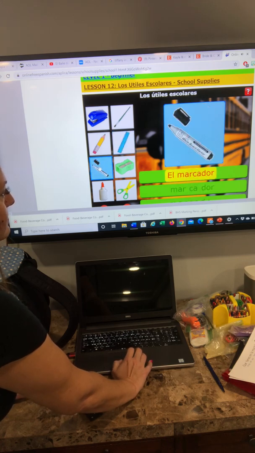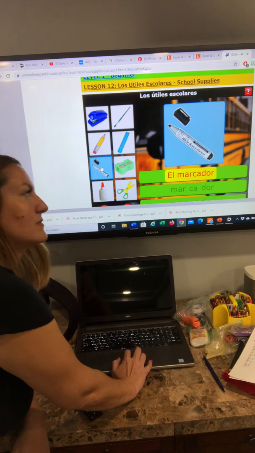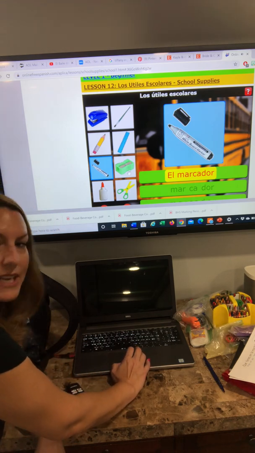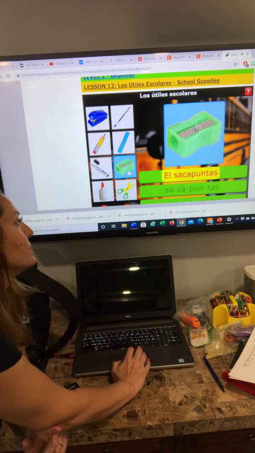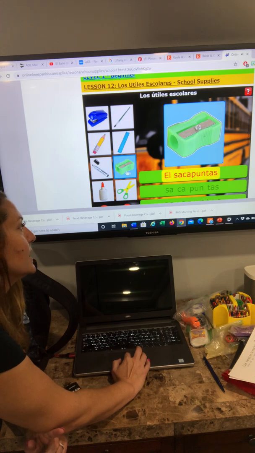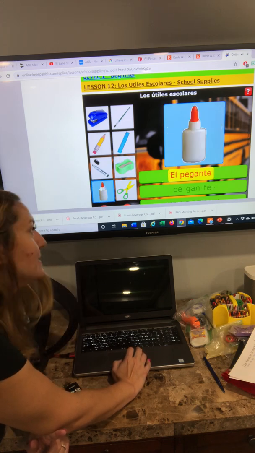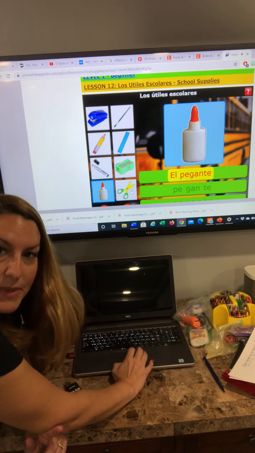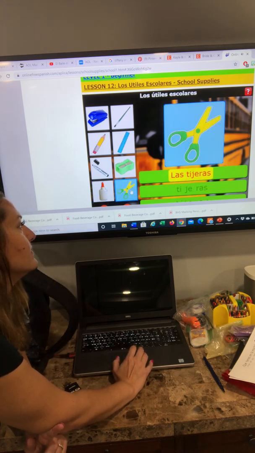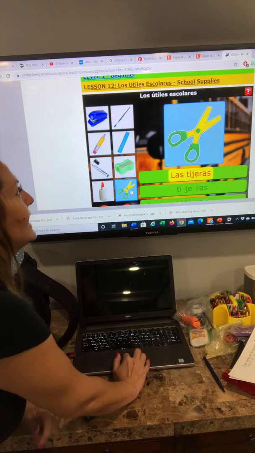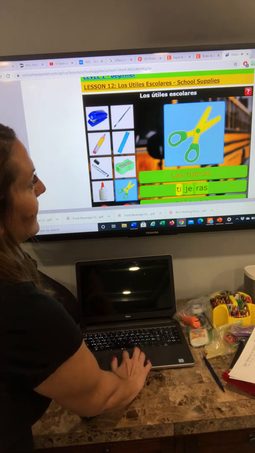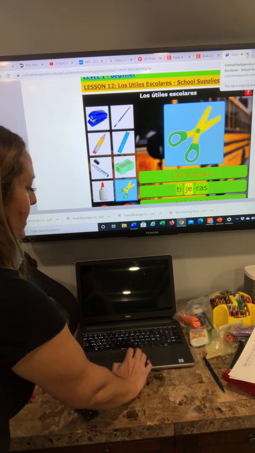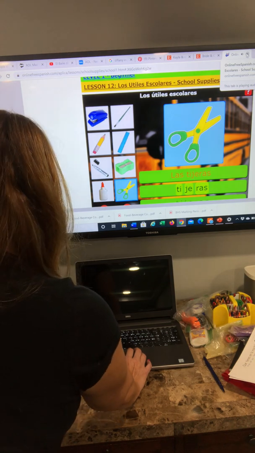La regla. El marcador. El sacapuntas. El pegante, or pegamento or goma. Las tijeras. So we'll be playing a lot of games with these vocabulary words. So I just wanted to show them to you guys right now.